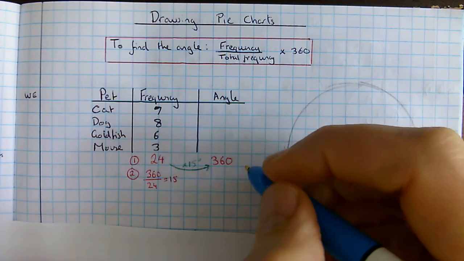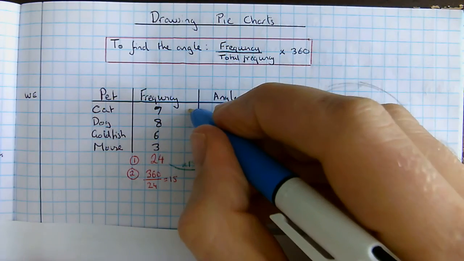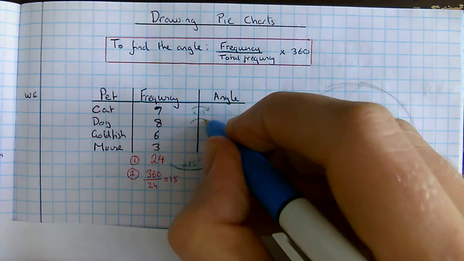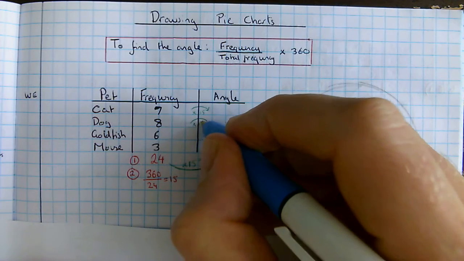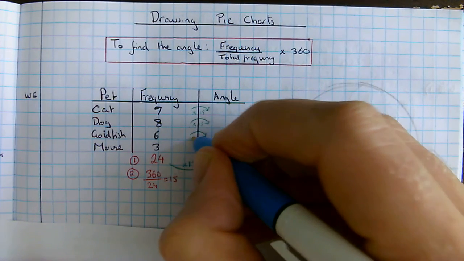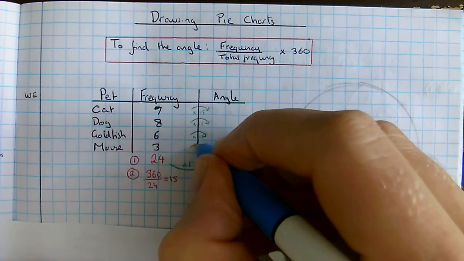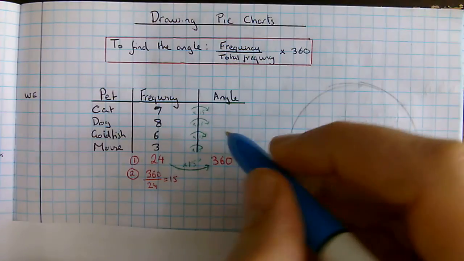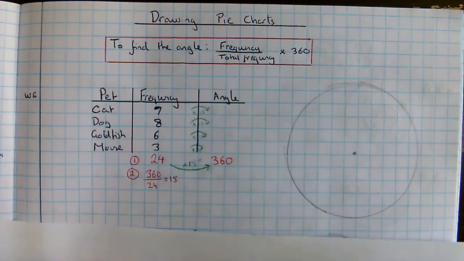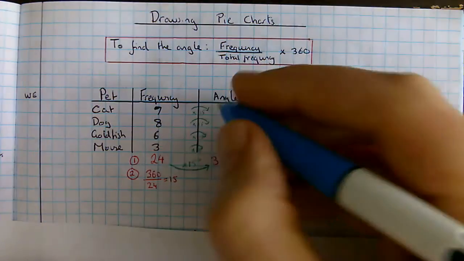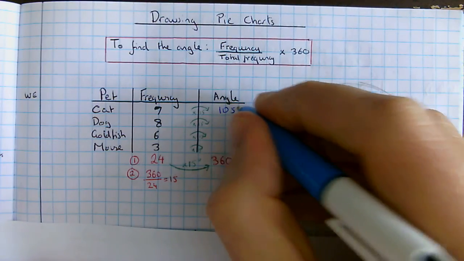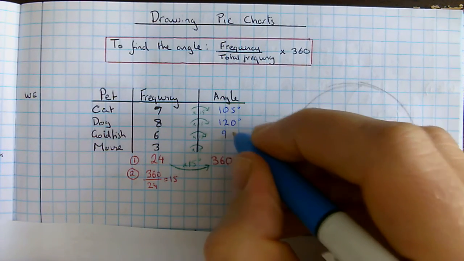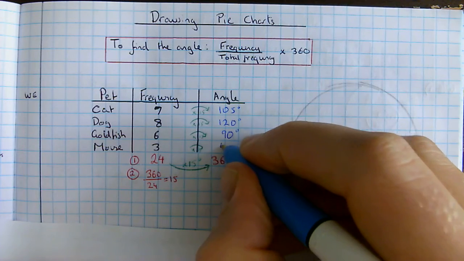Once we've done that, I know that all I need to do is multiply each of these by 15, times by 15, times by 15, for each of those to give me my angle. And that way I can make sure that I've used up the entire circle. So you could get this on a calculator or a non-calculator paper. 7 times 15 is going to give me an answer of 105 degrees. 8 times 15 is going to give me 120 degrees. 6 times 15 is 90 degrees. And 3 times 15 is 45 degrees.